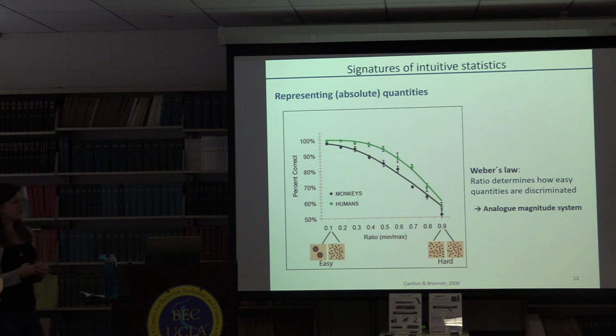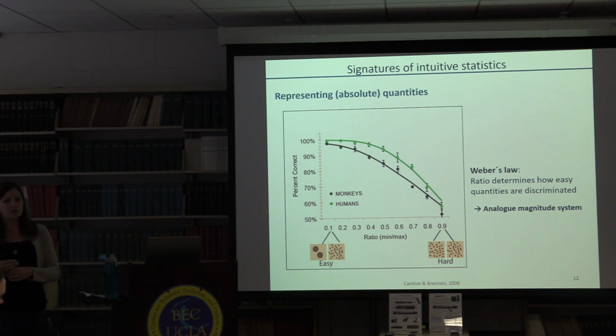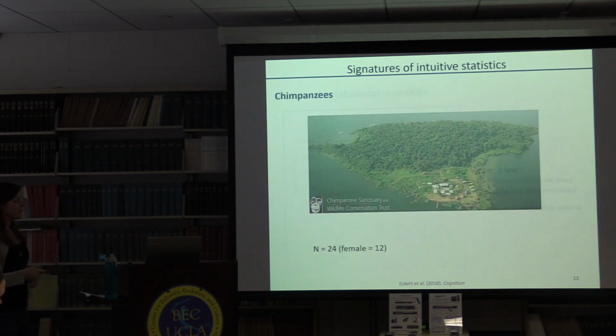Now, if we assume that intuitive statistics is based on the capacity to discriminate quantities, and in particular proportions of quantities, we would expect to find similar signatures in a task requiring inferences from population to sample. And this is what I wanted to investigate in this study.